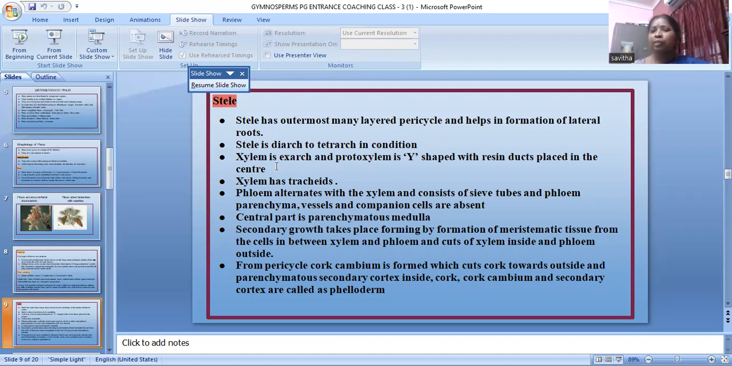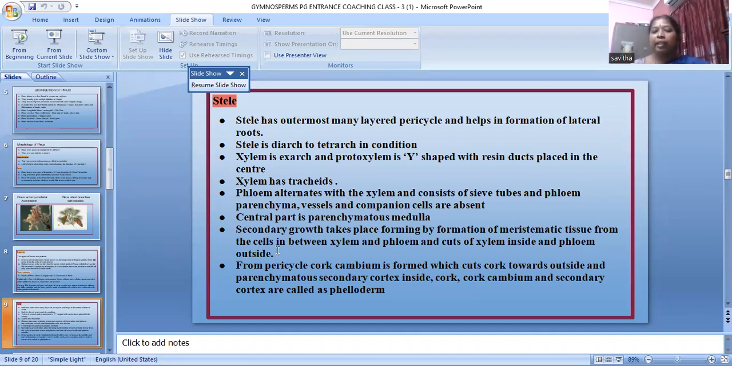The vascular bundles are diarch to tetrarch in condition, where the xylem is exarch and the protoxylem is Y-shaped with resin ducts placed in the center. Xylem has tracheids. Phloem alternates with the xylem and consists of sieve tubes and phloem parenchyma. Vessels and companion cells are absent here. The central part is parenchymatous medulla.